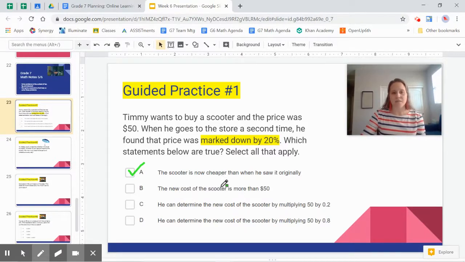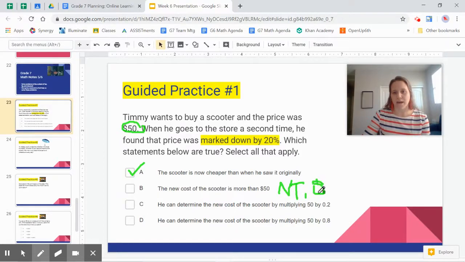What about B? The new cost of the scooter is more than $50. Remember, the original price is $50. This one is not true. Go ahead and jot on your paper why. I'm going to put the cost and then a down arrow for decreases. The cost decreases, so the new cost can't be more than $50.